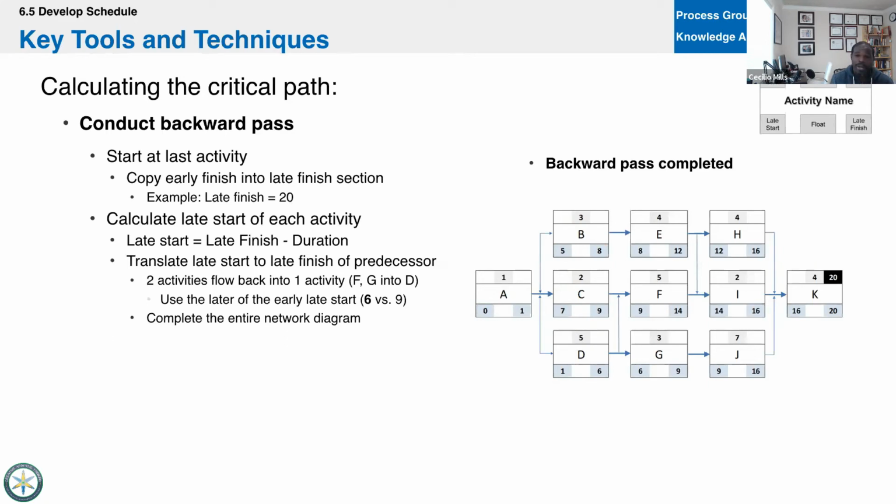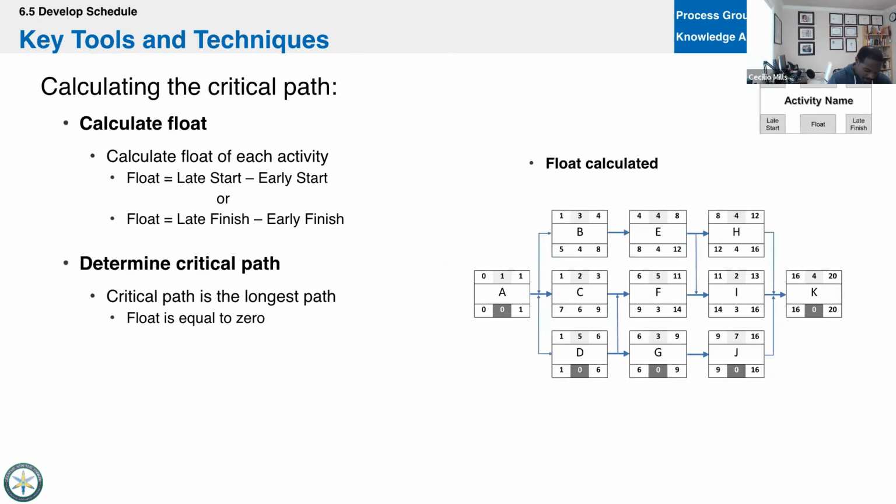Now, do we see the critical path? Maybe not yet. We don't see it yet, right? Now we have to find it by finding float. We take the late finish minus the early finish, and we'll find the float. So we do 20 minus 20, 16 minus 12, 16 minus 13, 16 minus 16.